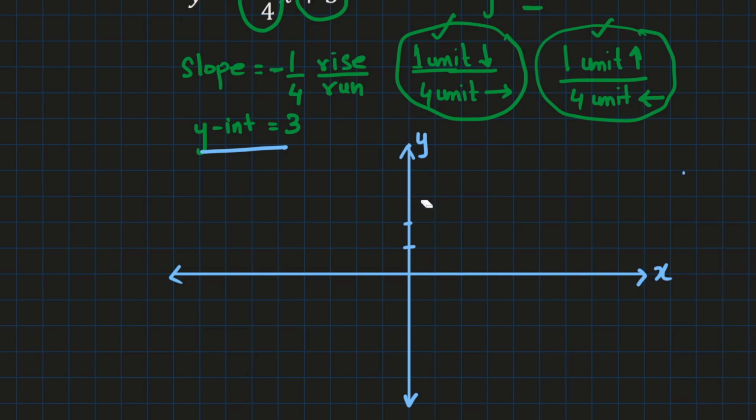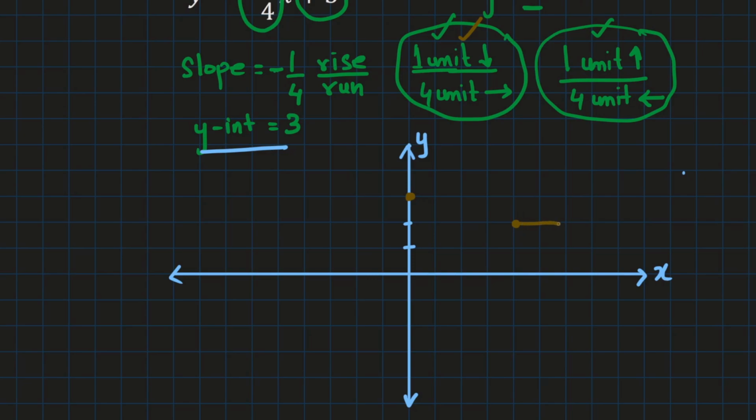Let me change the color because this color is kind of overlapping here. So I would maybe choose this color. And this is my starting point. Based on this strategy, I would go 4 units right. So let's go 1, 2, 3, 4 units to the right. Once I go 4 units to the right, I would take 1 unit down. If I take 1 unit down, I will get to this particular point. So I got one of the points here.